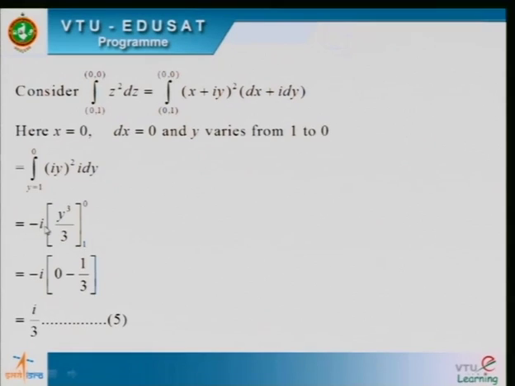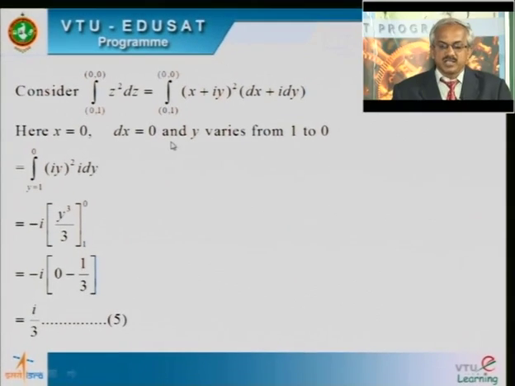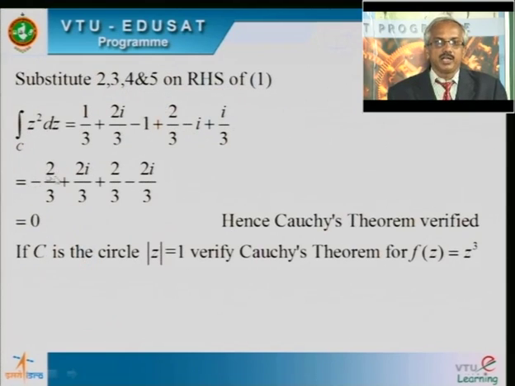Using the integration of y cubed, after that we get i by 3. After simplifying this one we get i by 3. So now all the integrals of the RHS of the integral along the square of z squared dz are obtained, and substituting all this in the RHS of the above integral, we get 1 by 3 plus 2 by 3 i minus 1 plus 2 by 3 i, and this is the simplification. We can see that all the terms get cancelled and finally I get 0.